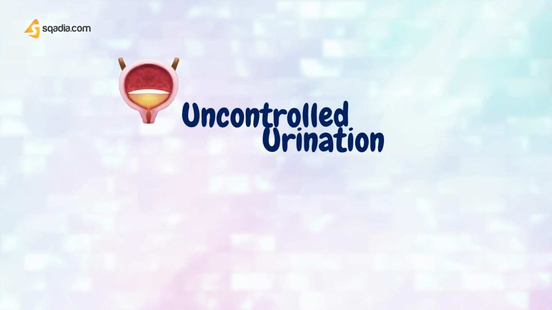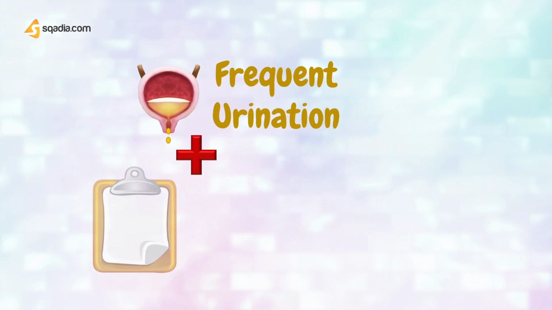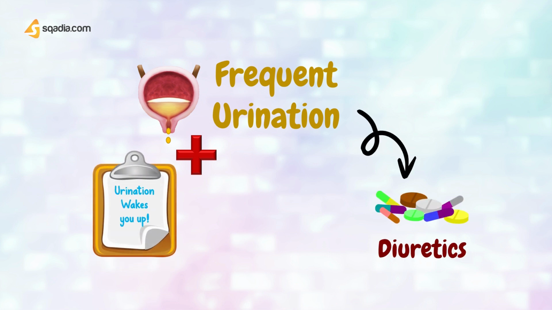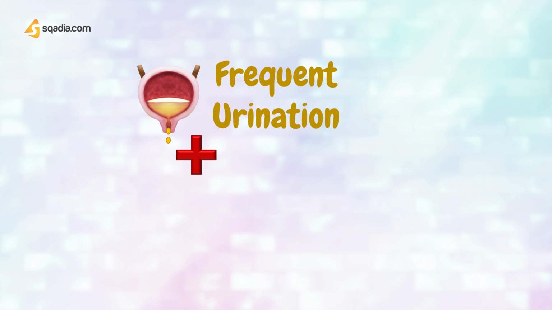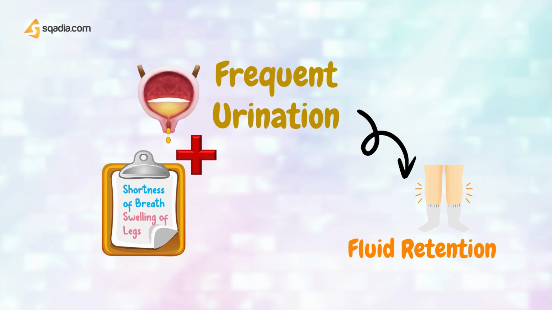Lastly, frequent urination at night. If the patient has a need to urinate that frequently wakes them up, then they might be on diuretic pills. They are also known as water pills. These pills are used to lower blood pressure and have a side effect of frequent urination. If the patient has shortness of breath and swelling of the legs, then they are suspected to have fluid retention, which is too much fluid in the body, sometimes resulting from congestive heart failure and other diseases.